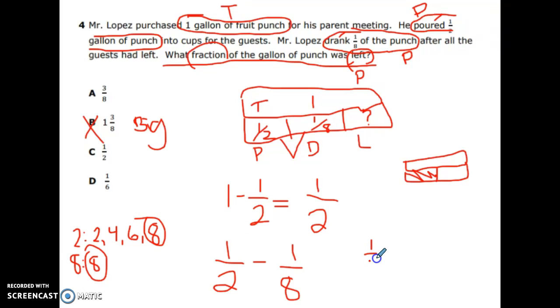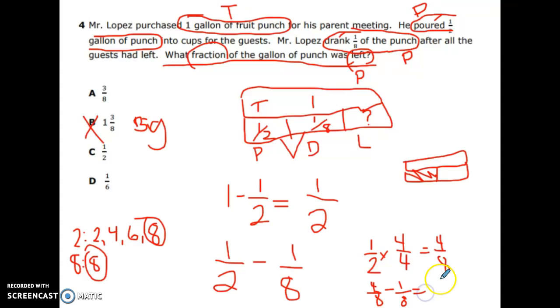So 1/2 times, let's see, it took me 1, 2, 3, 4 multiples to get to 8. So 1 times 4 is 4, and 2 times 4 is 8. So 4/8. I don't need to turn 1/8 into an equivalent fraction. It already is 8. So I can just say 4/8 minus 1/8.